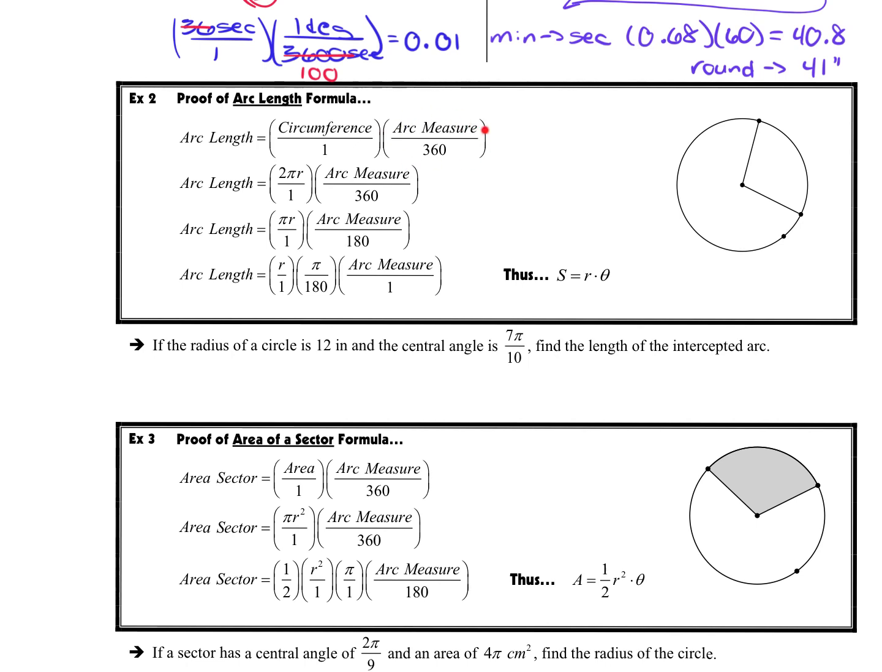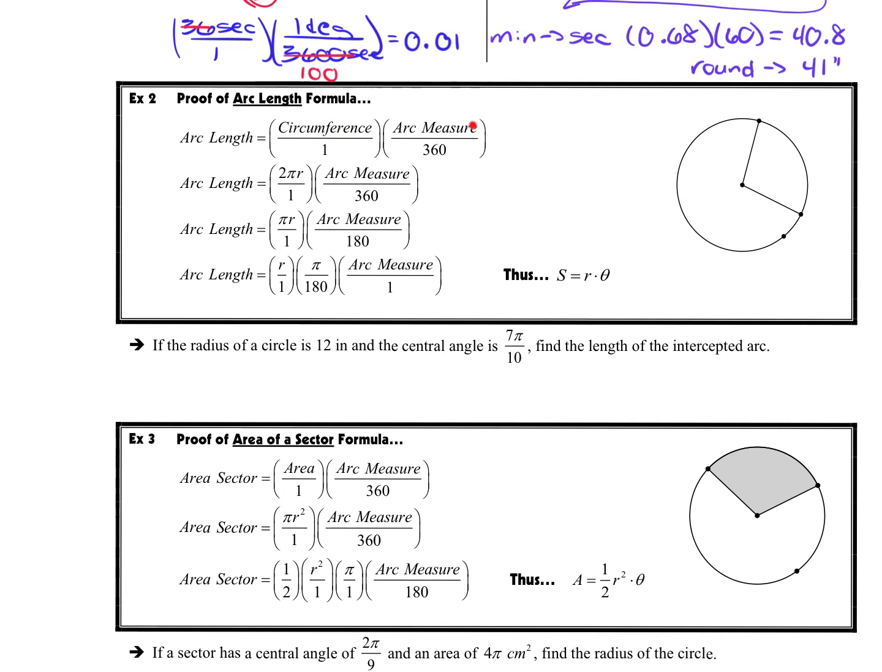If you are given a measure, an arc, a central angle measure in degrees, this is definitely still going to be your easier formula. If you're given a formula or an angle that's in radians or asked for radians, we're going to convert it to this new formula. So I want you to understand how this is working.